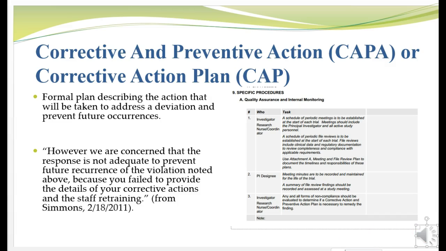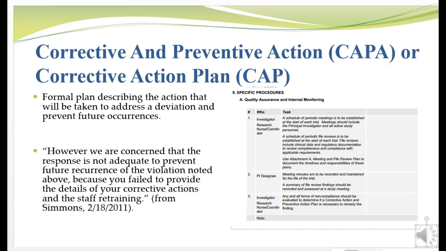So let's circle back to that concept of using a quality risk management system to prevent problems, not just to find and fix them. A major component of any quality or risk management system is having a formal plan to correct the problems that do occur and then ensure they don't occur again. We use quality or corrective action plans, also called CAPs, or corrective and preventive action plans, CAPAs, to do this.